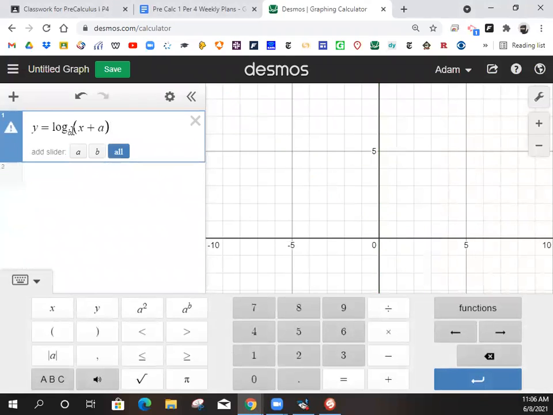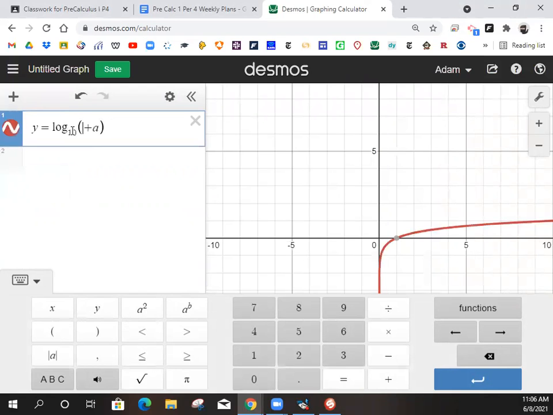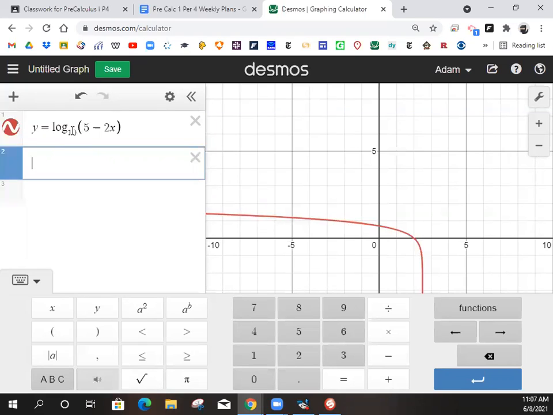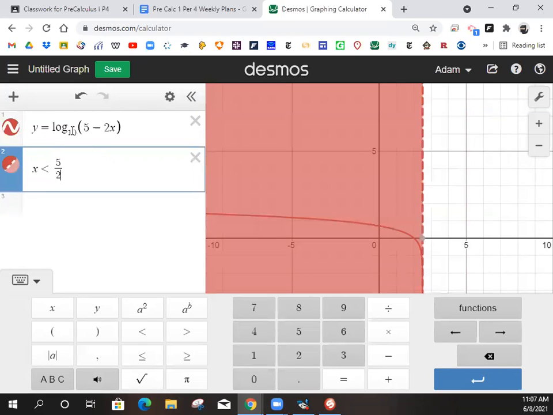No. So I'll make this base 10. I'll go 5 minus 2x. What am I doing? I notice how, what did we get for the domains? X is less than 5/2.